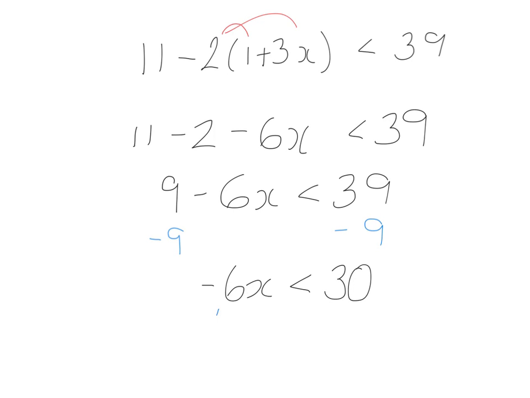Then I'm going to need to divide both sides by -6. When I am dividing by a negative, the sign switches direction. 30 divided by -6 is -5. So remember, if you're dividing by a negative, the sign switches direction.